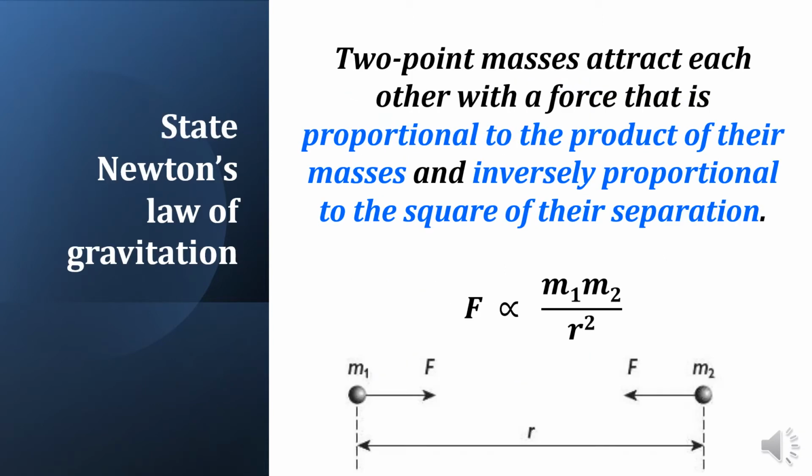State Newton's law of gravitation. Two point masses attract each other with a force that is proportional to the product of their masses, and inversely proportional to the square of their separation.